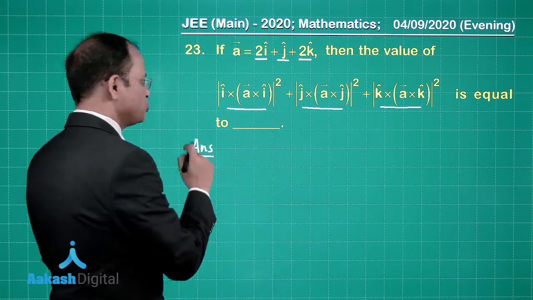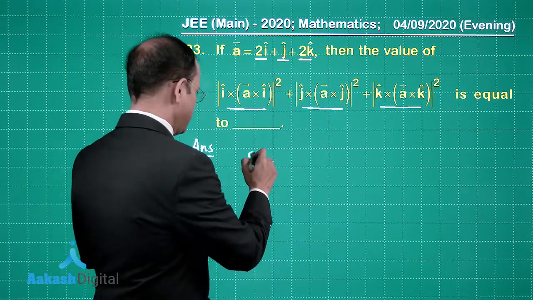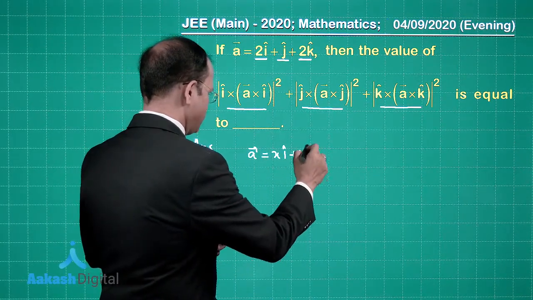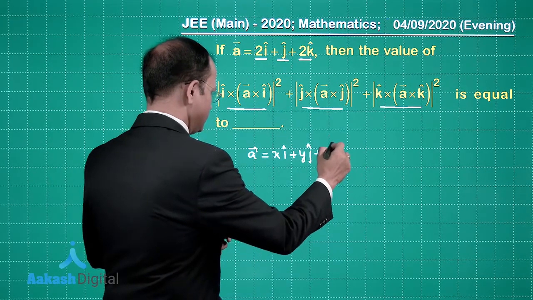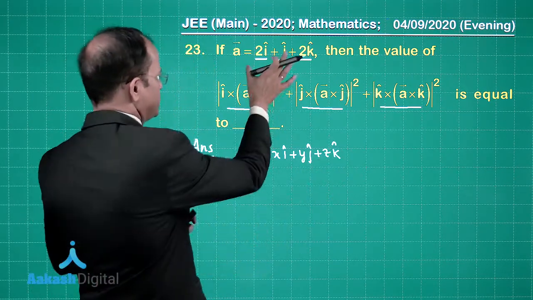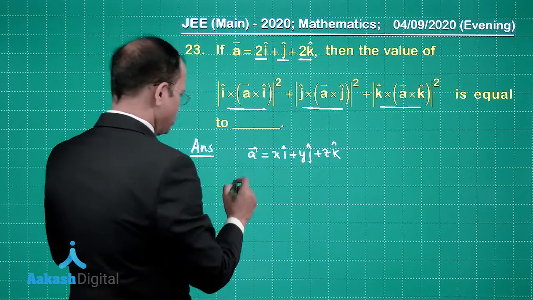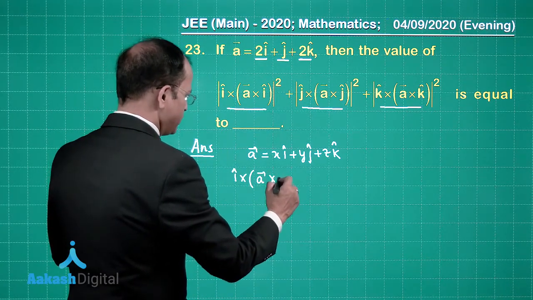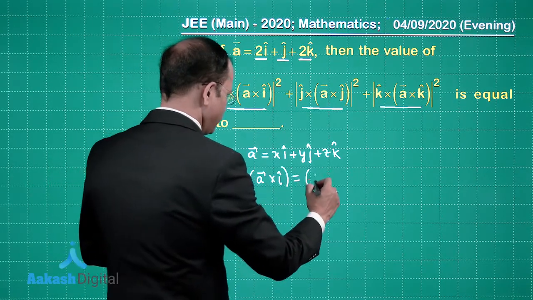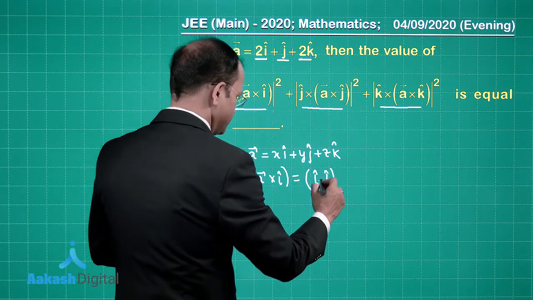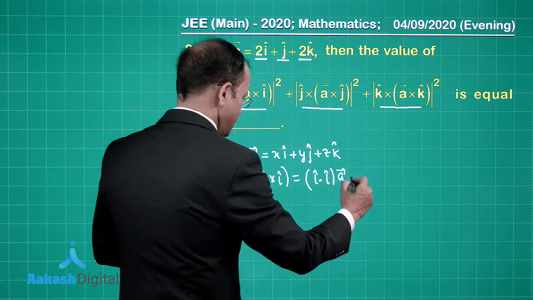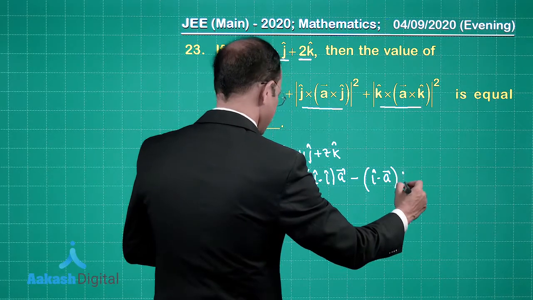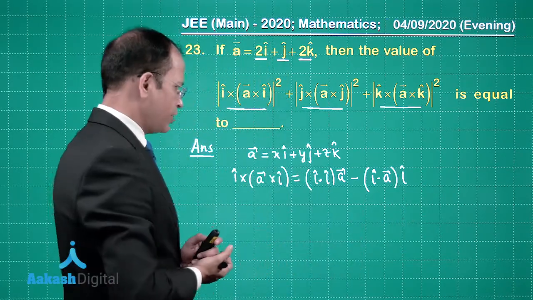So to make it more simplified, let me take A to be xi cap plus yj cap plus zk cap, right? We'll use this A later on. Got it? Now if I talk about the first one, which is i cross (A cross i cap), this is nothing but we have (i dot i) times vector A, minus (i dot A) times i here. Can you see that? This is what we have, right?